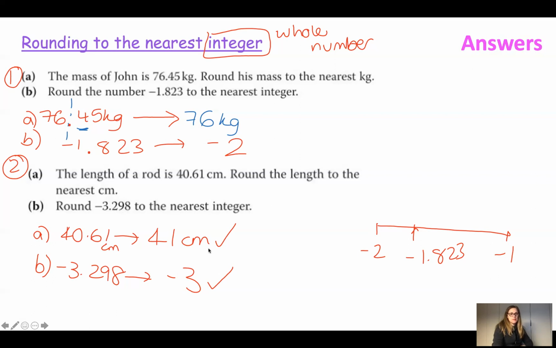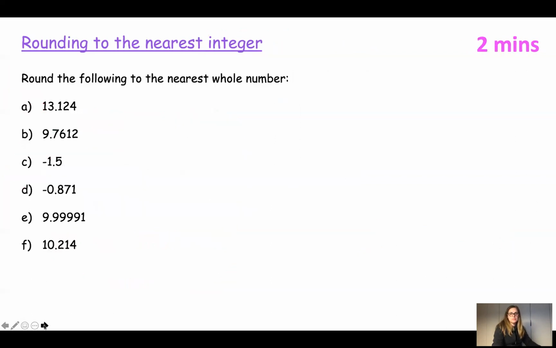Question 2A rounds up to 41 centimeters, and 2B, negative 3.298 rounds to negative 3. Again, use a number line if it's going to help you. Right, super quick, 2 minutes. I'm not going to do the timer for this. Let's just have a go. 2 minutes, go.